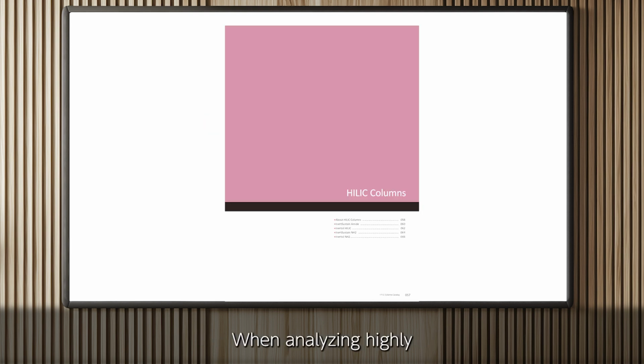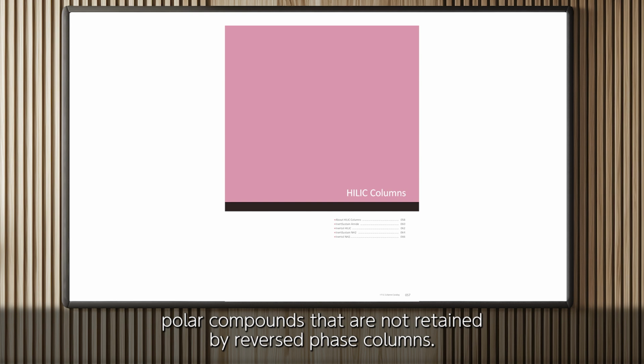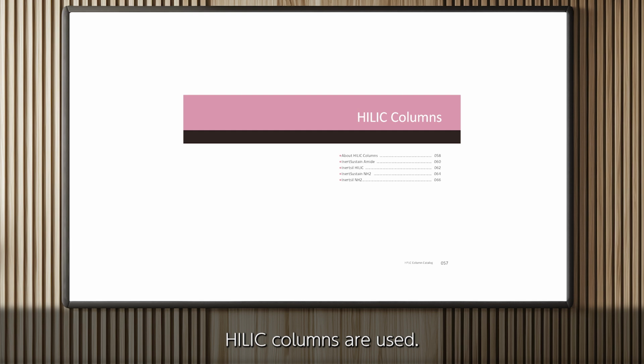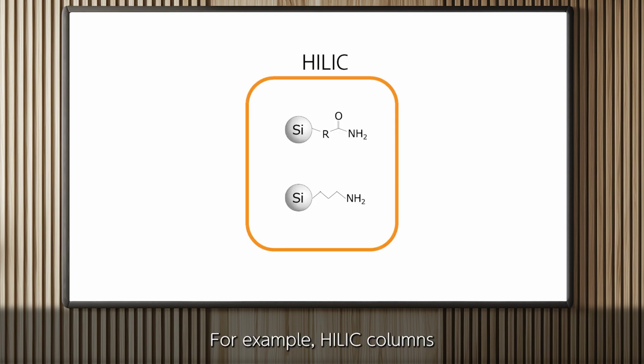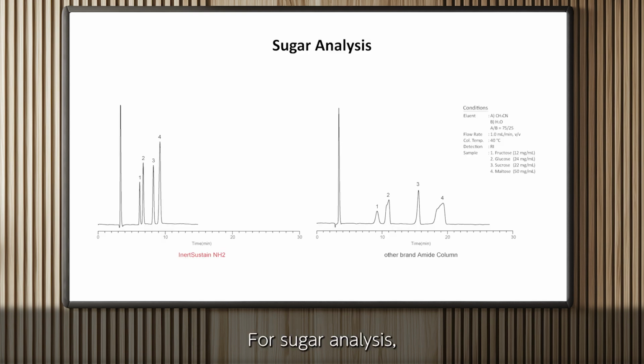When analyzing highly polar compounds that are not retained by reversed phase columns, HILIC columns are used. For example, HILIC columns include amide groups and aminopropyl groups. For sugar analysis, NH2 columns are used.